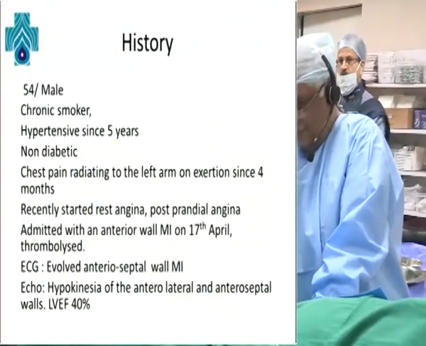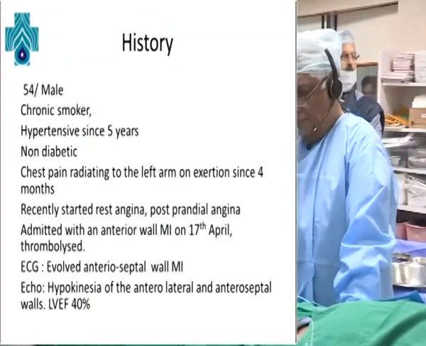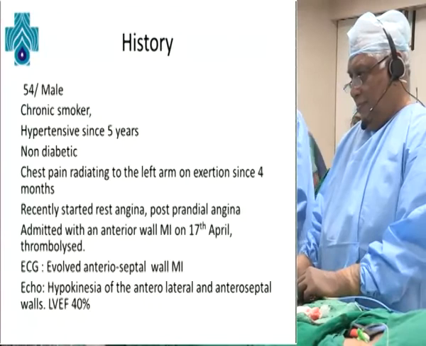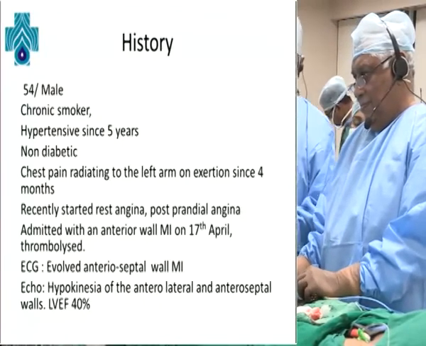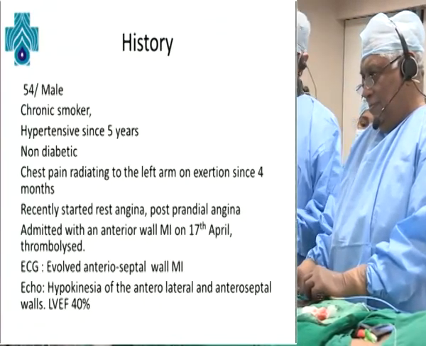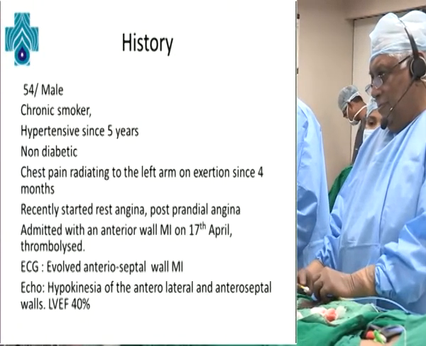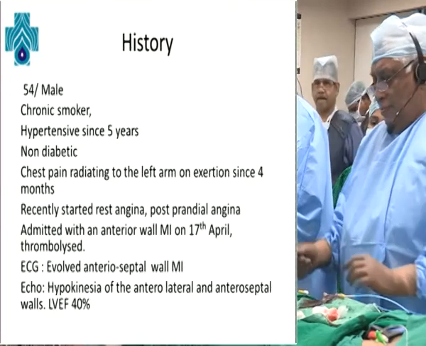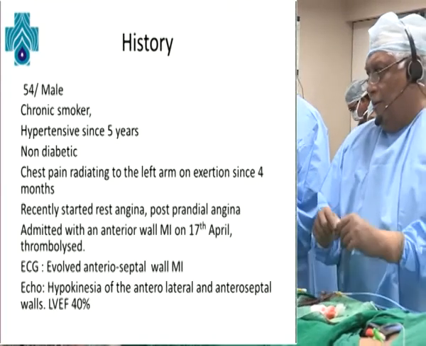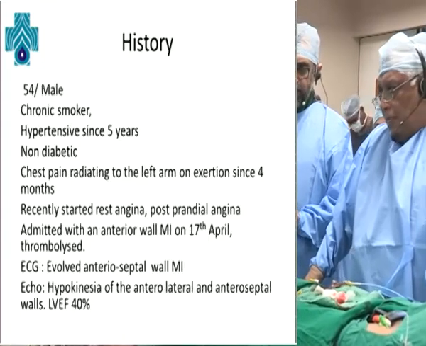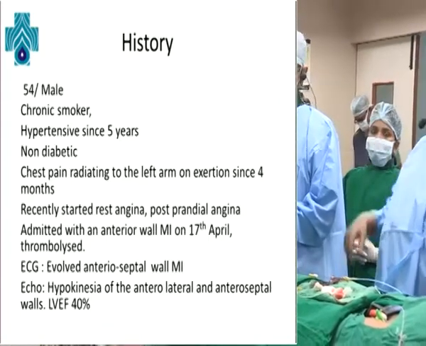This gentleman is a 54-year-old, a chronic smoker, hypertensive for the last 5 years. He's been having chest pain radiating to the left arm for the last 4 months, which was initially on exertion, and for the last month or so he's been having it at rest. He presented to a government hospital with chest pain and was diagnosed as an anterior wall myocardial infarction.